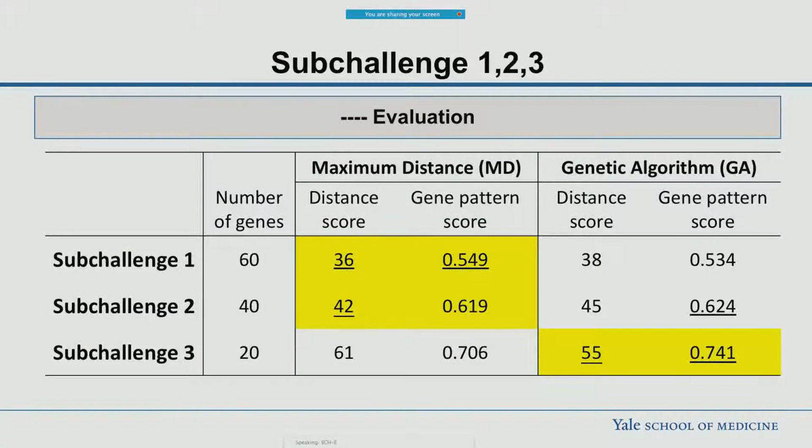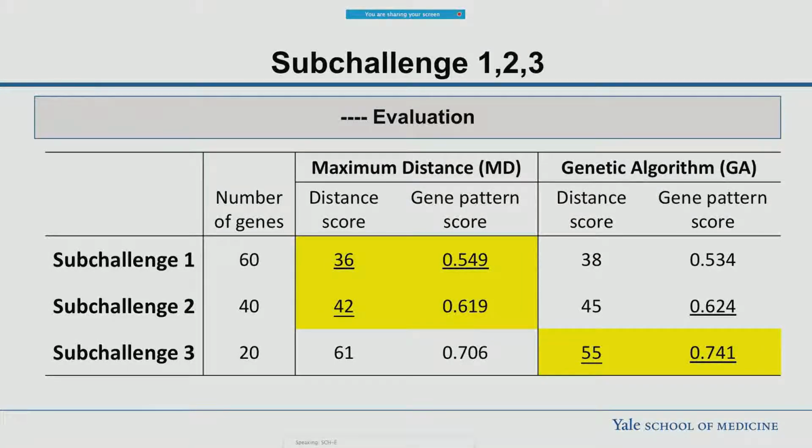So this is showing how our two methods perform for all of the three challenges. The score that has an underline shows the best score among the two approaches. You can see that for sub-challenge 1 and 2, we choose maximum distance because for sub-challenge 1, when selecting 60 genes, it has better distance score and gene pattern score compared with the GA approach. And then for sub-challenge 2, we can see that the distance score is better for the MD method, but the gene pattern score is higher for the GA approach.